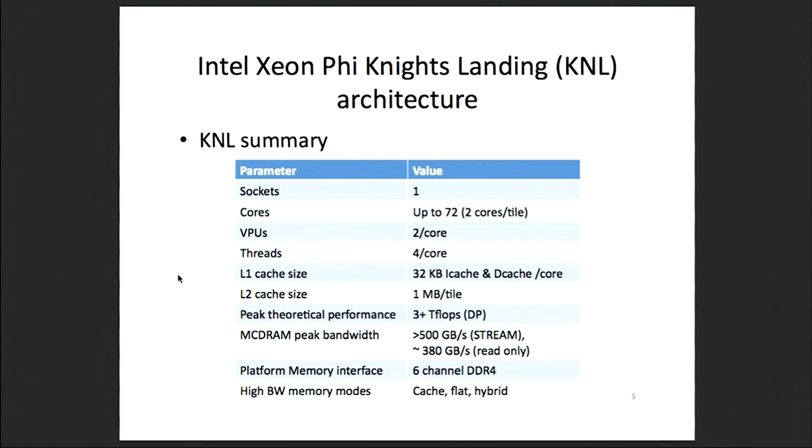I'll mention this here. It's a summary sheet for KNL. The MCDRAM peak bandwidth is right around 500 gigabytes per second for a stream benchmark and around 388 gigabytes per second for read only. But we want to refer to this number here because it's more relevant to the bandwidth that we want to achieve, because it's a read heavy routine.